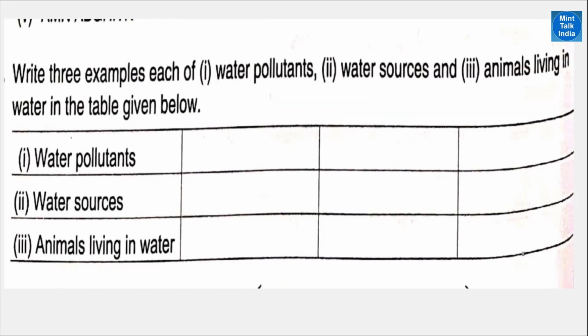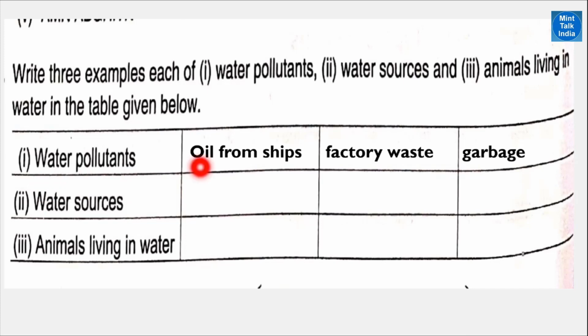Next question, write 3 examples each of the following. Water pollutants. Water pollutants are those substances which, when mixed in water, make the water dirty, like oil from the ship, factory waste and garbage when thrown into water makes the water dirty.